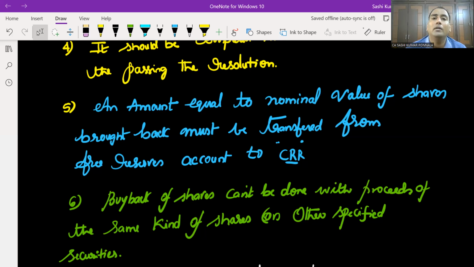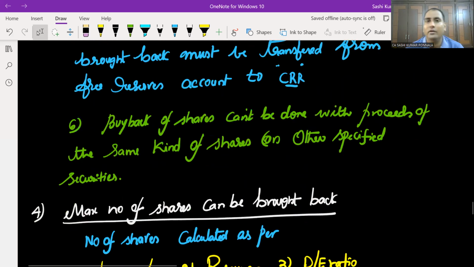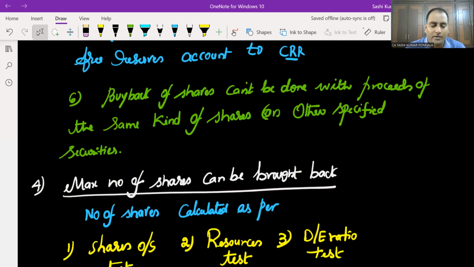So this is called allocation or appropriation of profit to safeguard the interest of long-term lenders. So that is why we are creating a separate reserve called CRR. An amount equal to the nominal value of shares bought back must be transferred from free reserves to what? CRR. This is another stipulation in the Companies Act. The purpose is to protect the interest of long-term lenders and preference shareholders. It is as per capital maintenance theory.